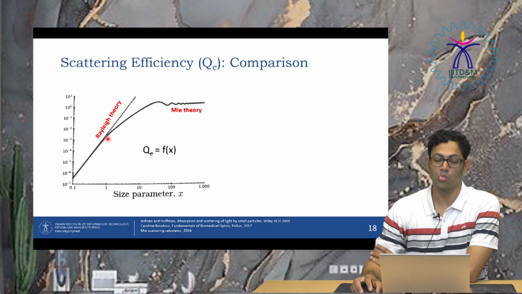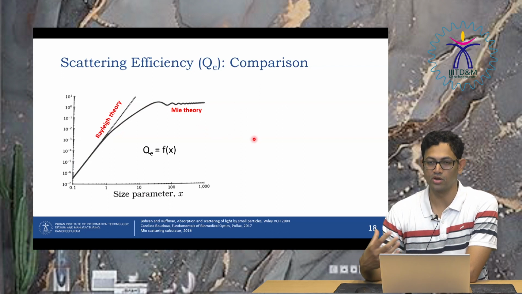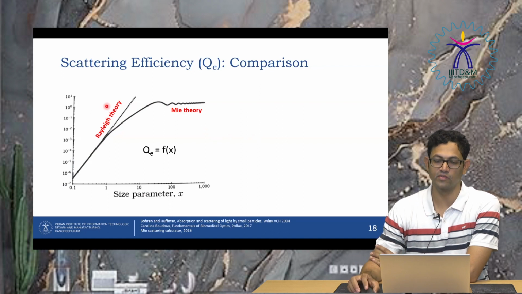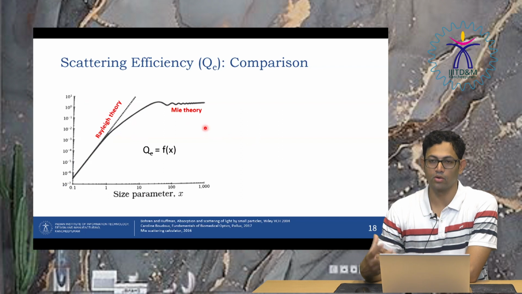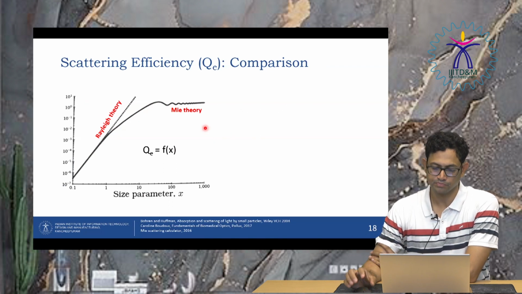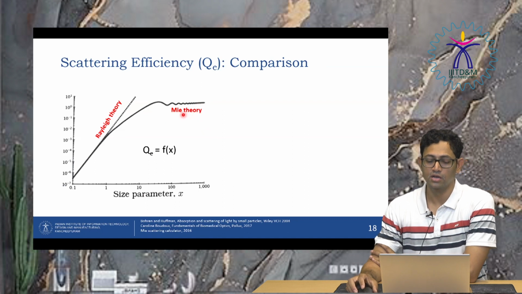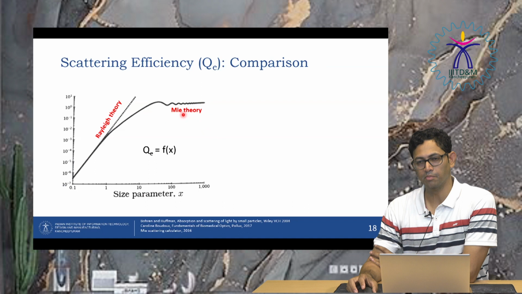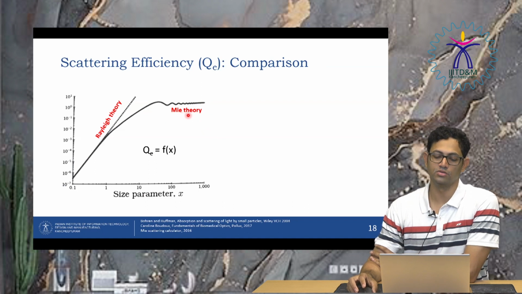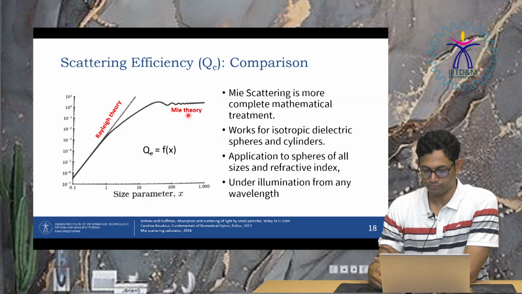But as you go above one, with the size parameter more than one, Mie theory is more accurate. Even though the mathematics is more involved, the Rayleigh theory does not catch up with the more accurate Mie theory. When you talk about solving the same thing in COMSOL Multiphysics, you use Maxwell's equations to find the scattering phase function and then the scattering cross section. So that's where you use the Mie theory. You work with the Mie theory, and without solving the Riccati-Bessel functions and all those complicated equations, you can easily get the result, right?